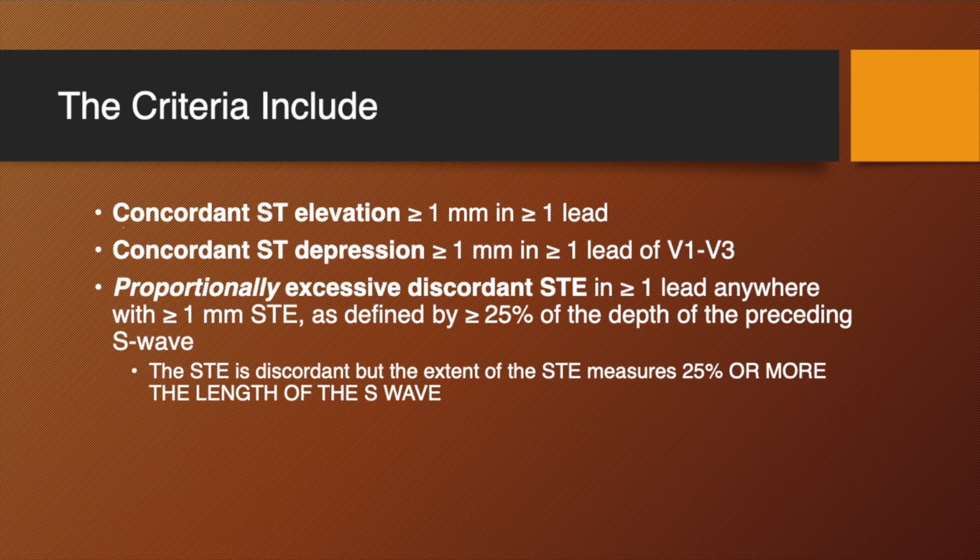Do you have concordant ST elevation greater than 1 millimeter in one or more leads? Right? So normally, if your QRS complex goes up, the T wave should go down, right? They should be discordant. But say you have a left bundle branch block or ventricular paced rhythm, and the ST segment moves in the same direction as the QRS complex. That is known as concordance.